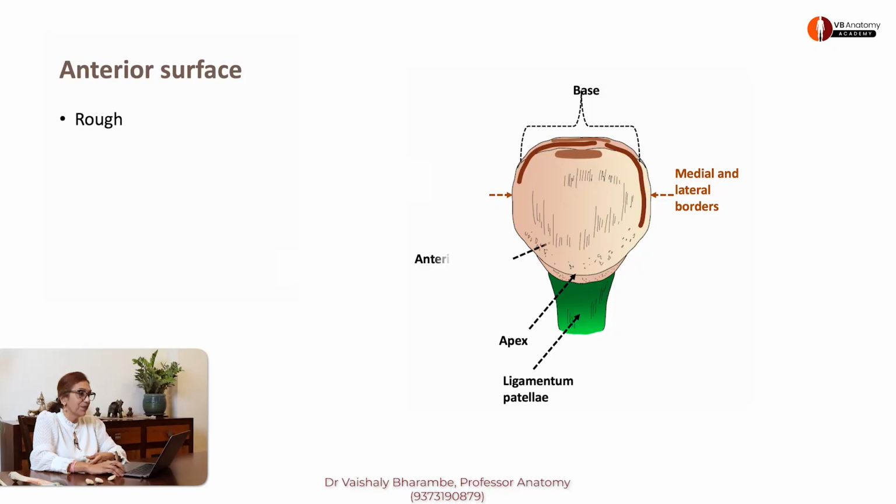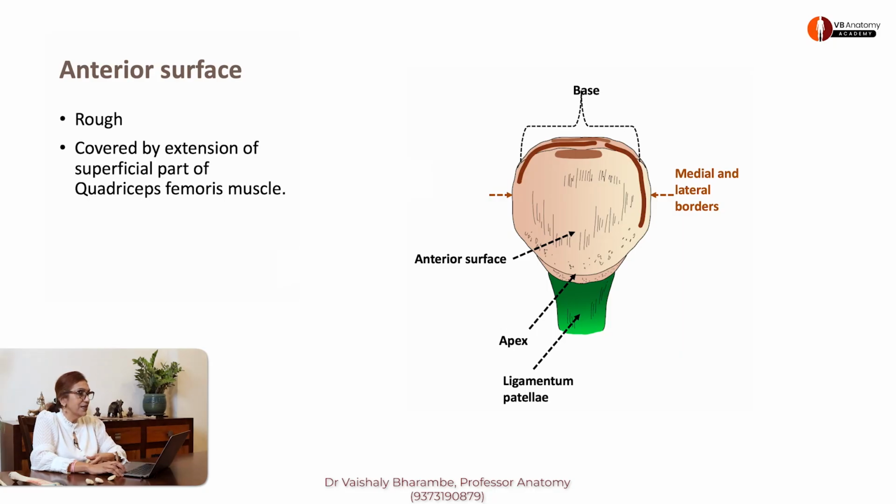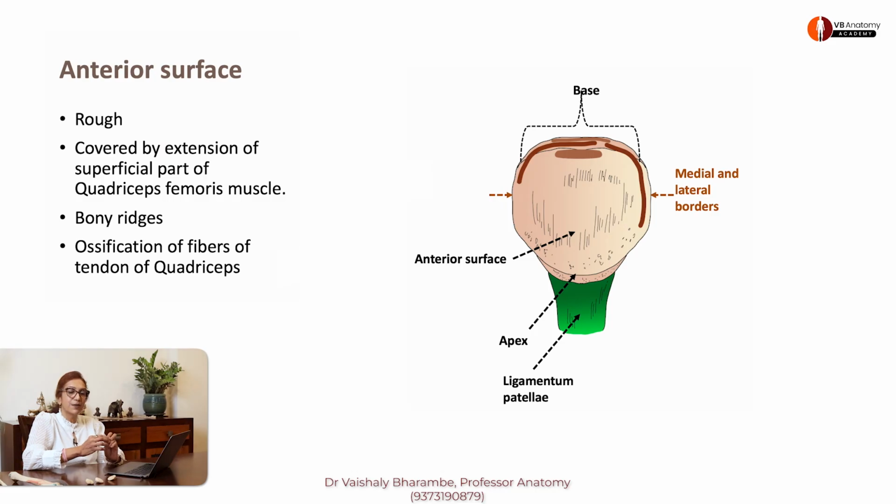Right, let's talk about the anterior surface. Can you please take a look at the anterior surface of the patella you have? You can see that the anterior surface is quite rough. Why is it rough? Take a look. This is the rough anterior surface. It's covered actually by the quadriceps fibers. So the fibers are extending on the anterior surface, forming these bony ridges. And the very prominent ridges are actually the ossified quadriceps femoris fibers. So anterior surface will be rough. It will show fibers of quadriceps which might have ossified on it.